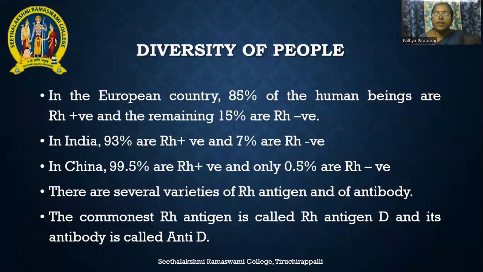The diversity of people differs across countries. In European countries, 85% of human beings are Rh positive and the remaining 15% are Rh negative. In India, 93% of people are Rh positive and 7% are Rh negative. In China, 99.5% are Rh positive and only 0.5% are Rh negative. There are several varieties of Rh antigen and antibody. The commonest Rh antigen is Rh antigen D, and the antibody is commonly called anti-D.